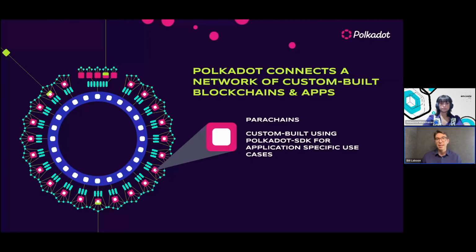So for instance, Zeitgeist is a prediction market, Nodle and Robonomics for IoT, Subsocial and Frequency for social media applications. And so you can see some of these parachains are very broad and have lots of other applications running on them. Some are essentially app chains. They run a specific application. But all of them are secured by Polkadot and can interoperate and interact in a secure manner.